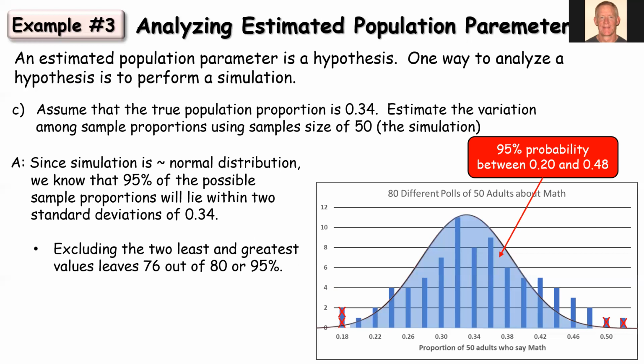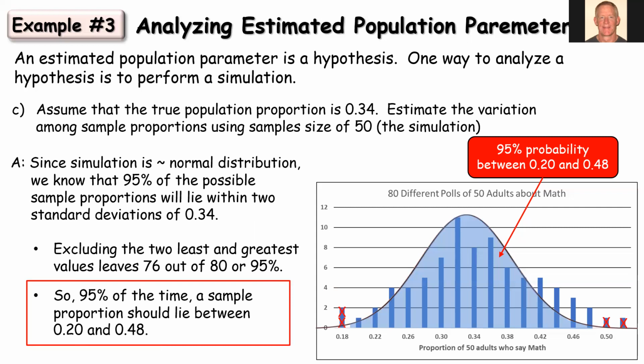Okay, if they fell within that range, we could say yes, the true population proportion or the claim that it's 0.34 is more than likely true. So how do we describe that variation? We would say it this way: 95% of the time, a sample proportion should lie between 0.2 and 0.48. And if it does, right, we can conclude that the claim that the entire population is 0.34 is more than likely true. All right. So that's the way we can estimate or analyze an estimate of population parameters, right? How do we determine whether the hypothesis or the claim is likely to be true or unlikely to be true?